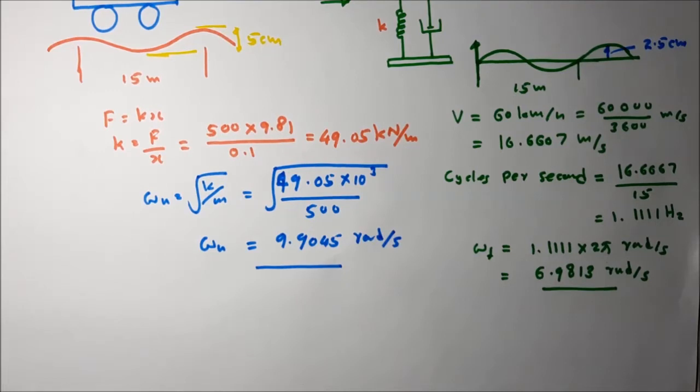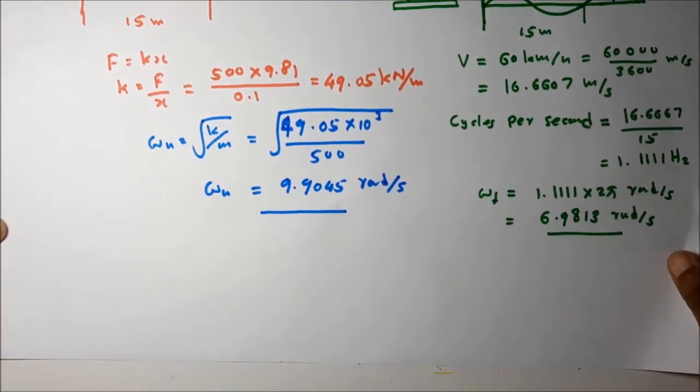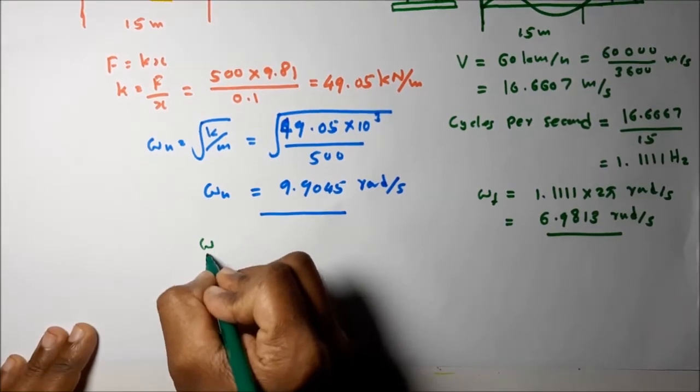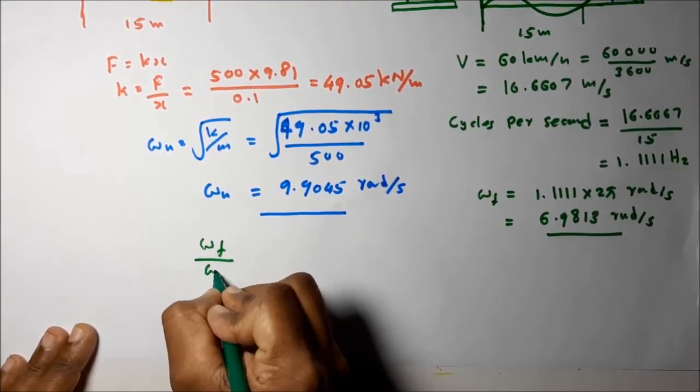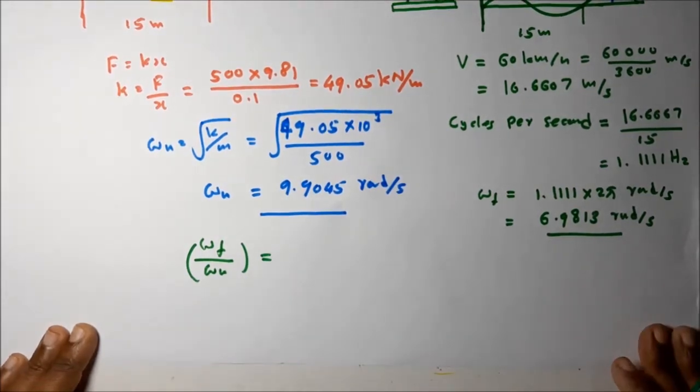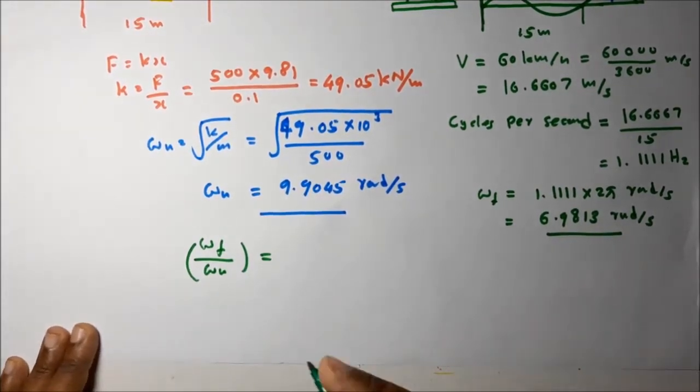Then these data are given in this problem. So then again I am going to calculate the frequency ratio, omega f divided by omega n. This ratio we need in later calculations. So I am going to calculate that one.